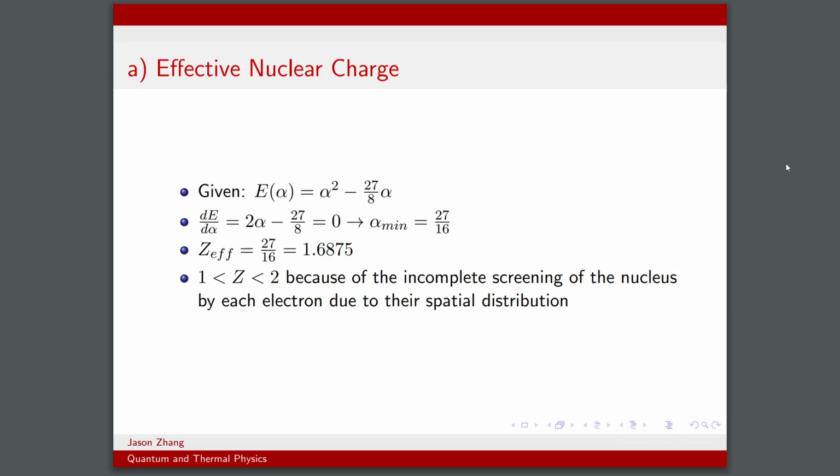But when we have 2 electrons, there's incomplete screening of the nucleus because the electrons will essentially interfere with that screening. Their spatial distribution will depend on the other electron, and because of that, the Z effective will be lowered, and so it won't be 2, but also it will still remain greater than 1 because each electron will screen slightly more than just 1 proton. So using this calculation, we approximate it to be around 1.6875.